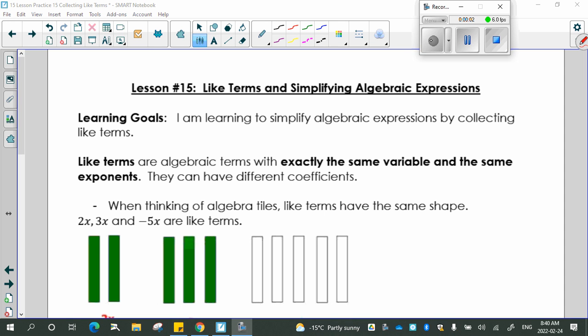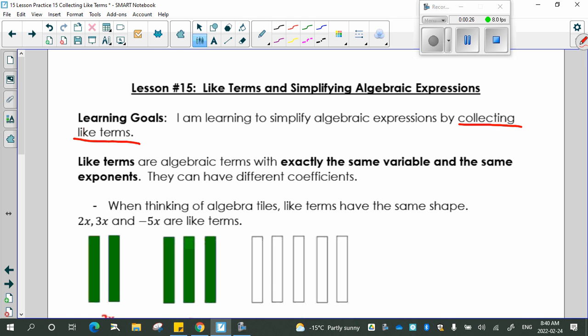All right, so our new unit is on algebraic expressions, and then we're moving right into solving equations. That's one unit. So today's lesson is on like terms and simplifying algebraic expressions. And we're going to learn to simplify algebraic expressions by collecting like terms, things that are alike.